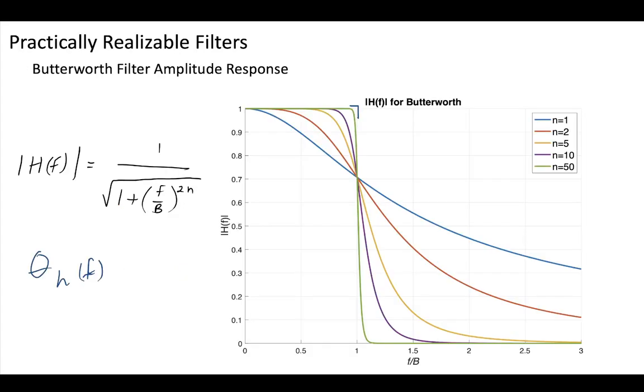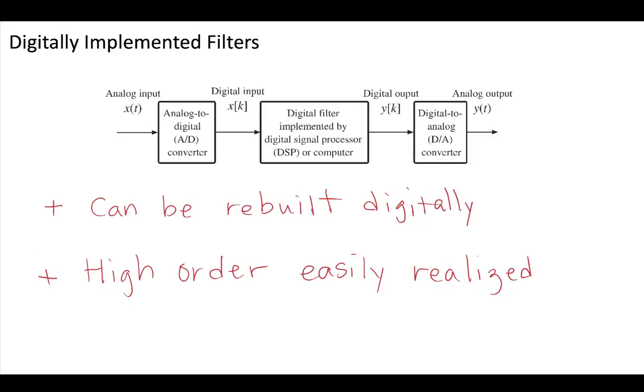So recall our discussion of the Butterworth filter. As this n gets higher and higher, we get even closer to the ideal case. And so you can realize high order Butterworth and other types of filters more easily in digital filters.